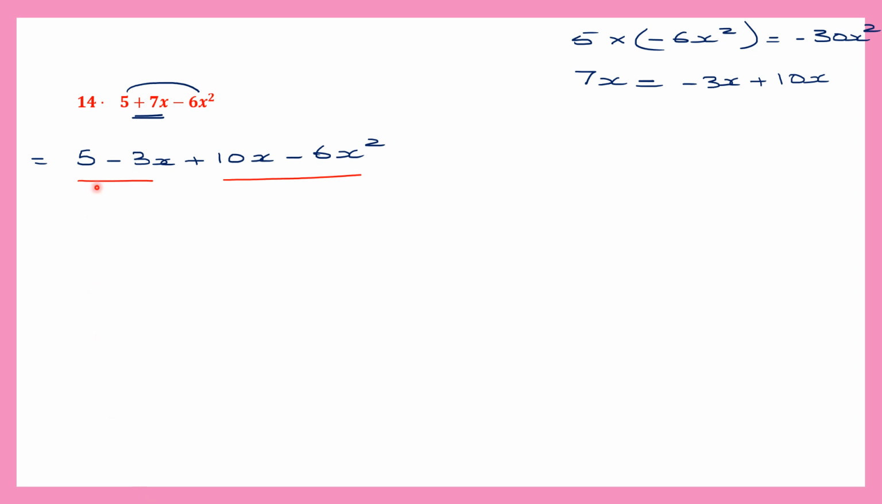In the first one, what is common? Nothing is common, isn't it? Nothing is common, so we just have to write 1. We write 1 and in brackets we write 5 minus 3x. Let's go to the next part.